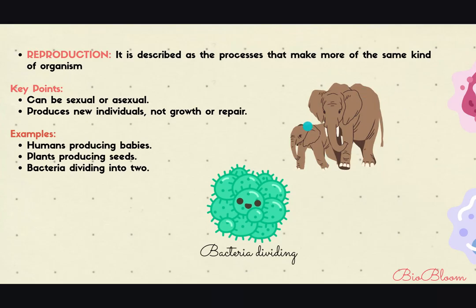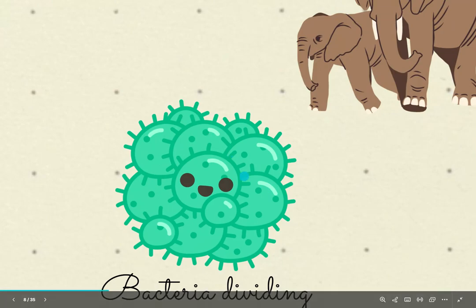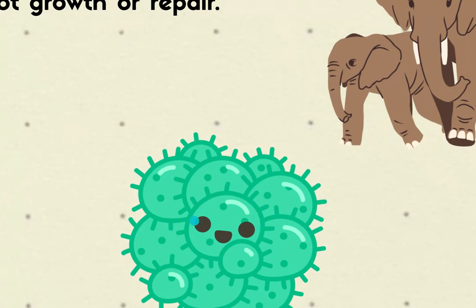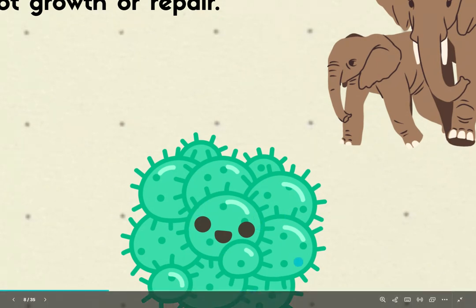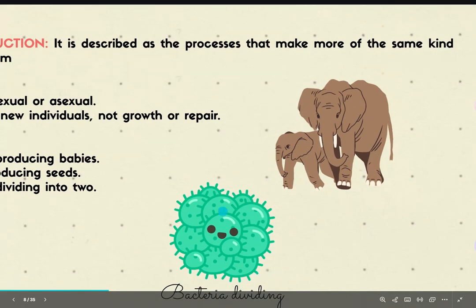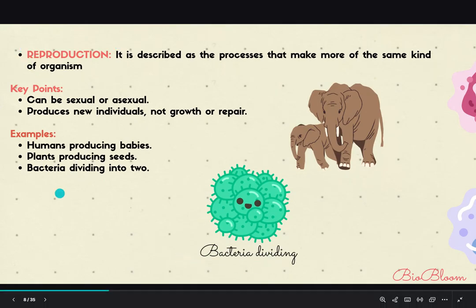For example, this baby elephant over here, it has reproduced, right? Similarly, plants that are producing seeds. That is what we call reproduction. And even over here, you can see this cute little bacteria that is dividing. This is what I'm going to call reproduction. As you can see, from one bacteria, look how many more bacteria have formed. That is through a process called reproduction.